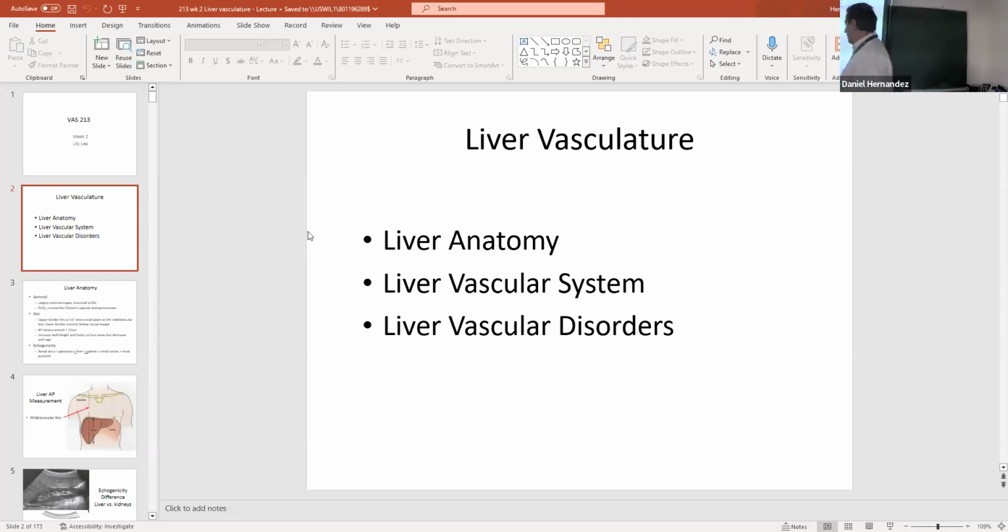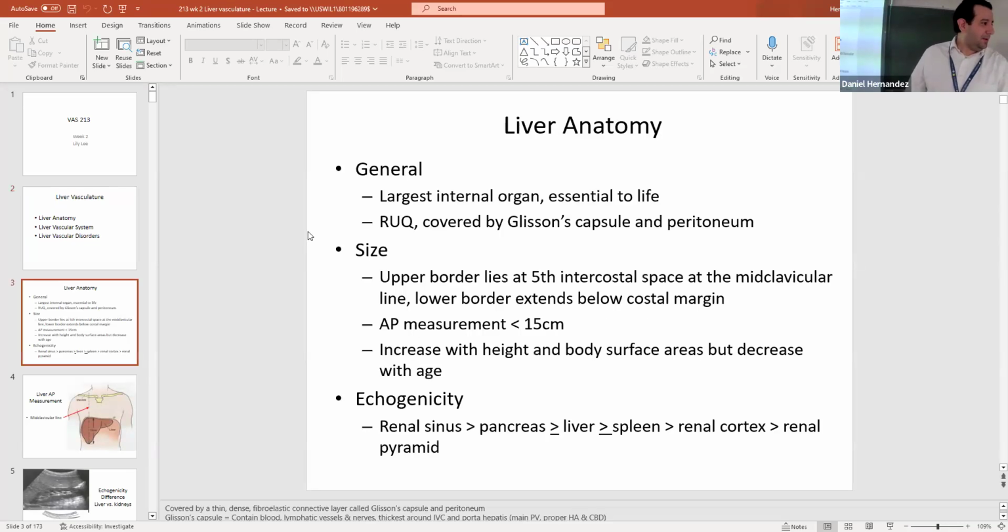So we're just gonna start out just discussing liver anatomy and get into the vascular components of the liver. This lecture is gonna be broken up over 2 days, so we're not gonna have to digest 174 slides. I know. Just some general considerations about the liver.